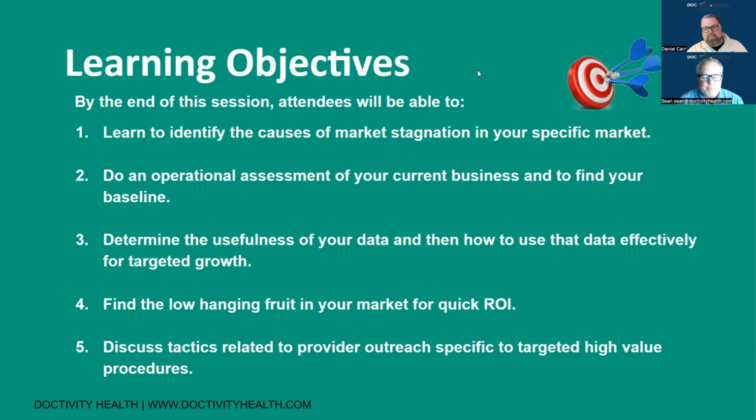Determine the usefulness of your data and then how to use that data effectively for targeted growth. Finding that low-hanging fruit. I'm not a big fan of using terms like low-hanging fruit and synergy and all those business words that we like to overuse within our healthcare industry, but it really is a good way to describe the things out there that can give you really good, quick ROI. And then we'll discuss tactics, how you're going to take all this information that you're gathering from us, implement it and actually generate ROI for your own organization.